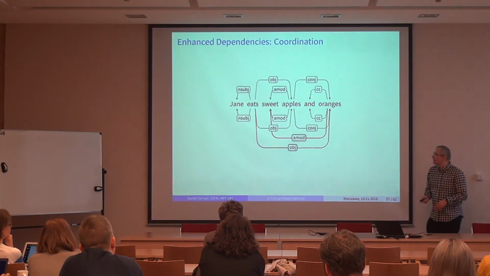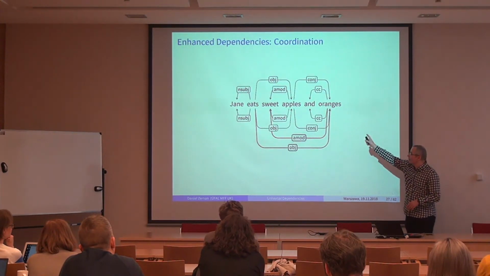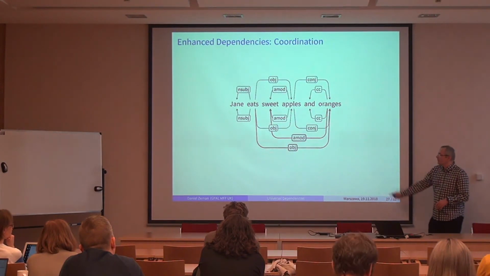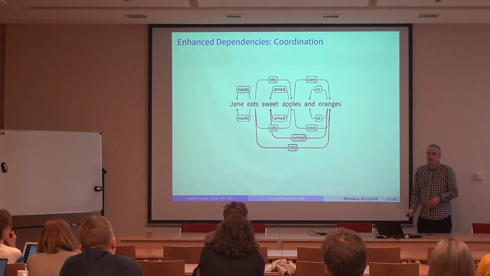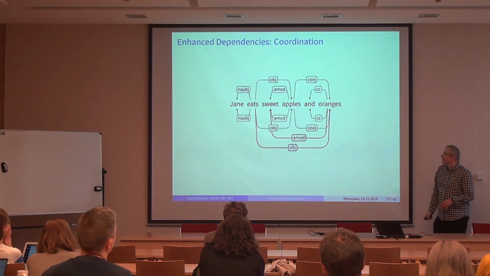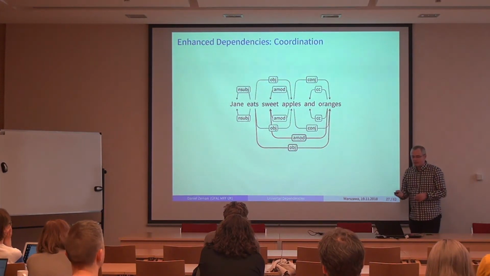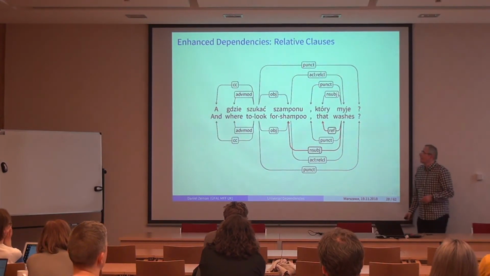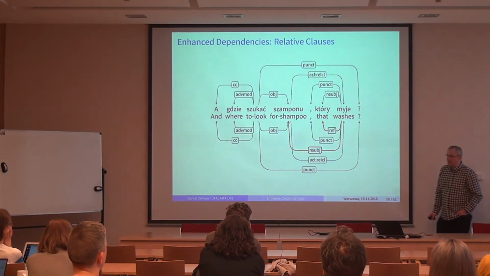So the annotator has the possibility now to mark that sweet is a shared modifier by doing the other link from oranges to sweet. And we also project eats to oranges, because oranges is also object of eats. But that's deterministic. That's not so difficult, because you can always project it across from above, across the coordination. Finally, the final thing that's done in enhanced UD is about relative clauses.